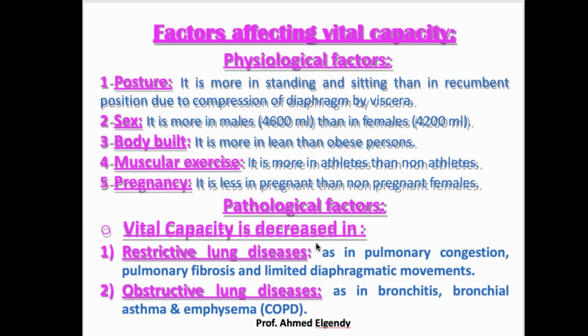How about the pathological factors? Vital capacity is decreased in restrictive lung disease and obstructive lung disease. Restrictive lung diseases include pulmonary congestion, pulmonary fibrosis, and limited diaphragmatic movement, which cause a decrease in vital capacity. In obstructive lung disease, for example bronchitis, bronchial asthma, and emphysema, all can cause a decrease.